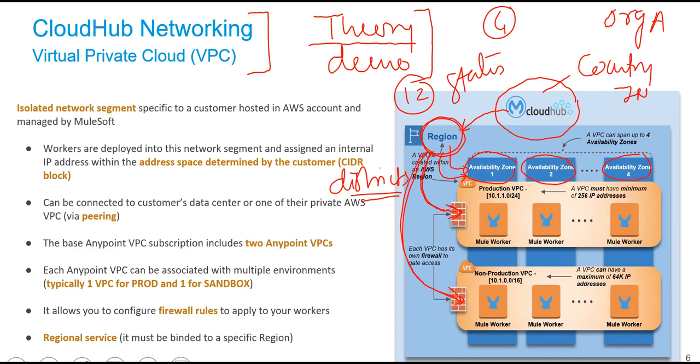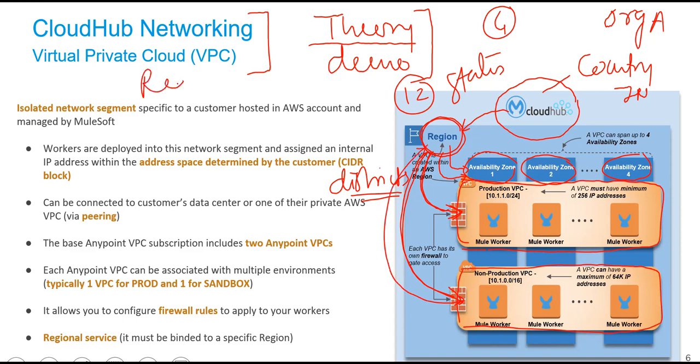And why do we split like this? From a security point of view, you should handle production in a dedicated space and non-production in a dedicated space. That will give you a more secure network. So on this slide, under a region, you can have multiple VPCs, and one VPC can span across the availability zones, and one VPC is associated with only one region.